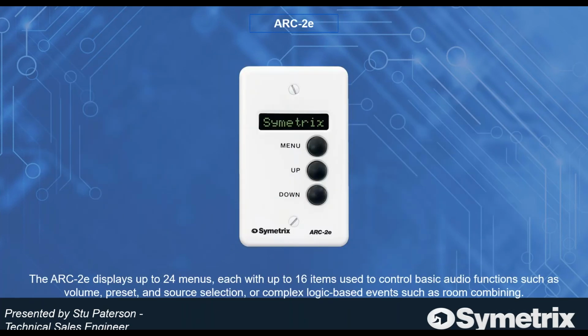All right, so that's in a nutshell the ARC3. Now let's talk about our ARC2E. The ARC2E is still a pretty powerful device. It can display up to 24 menus, each with up to 16 items, and can control basic audio functions as can the ARC3.